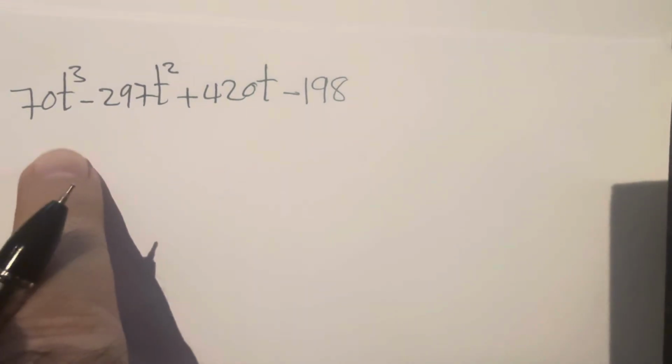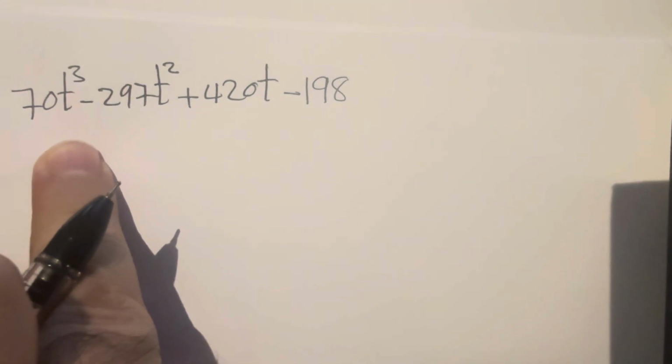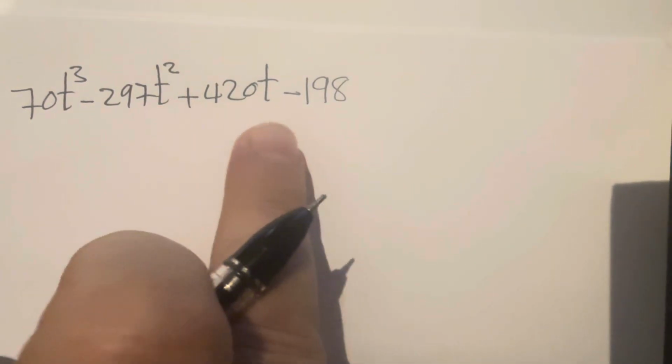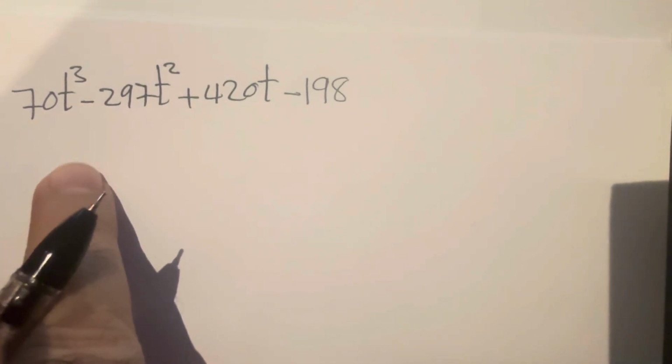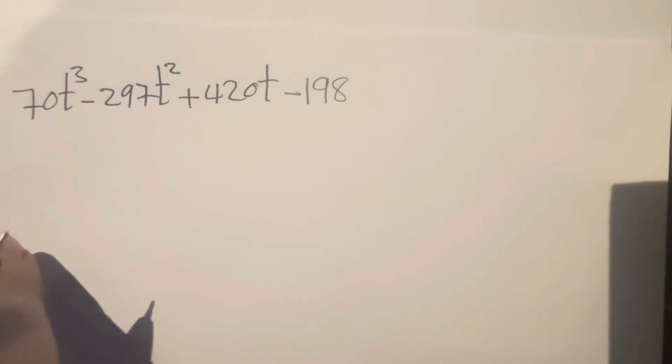Let's solve this difficult equation because we have very big coefficients. We have 70, 297, 420, 198. So in a question like this, what should we do? We use the rational root theorem.